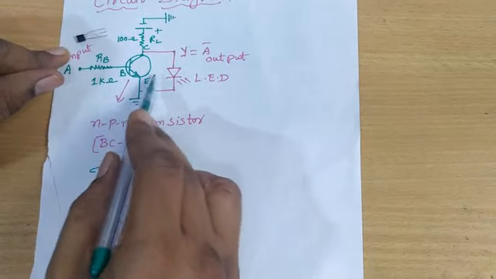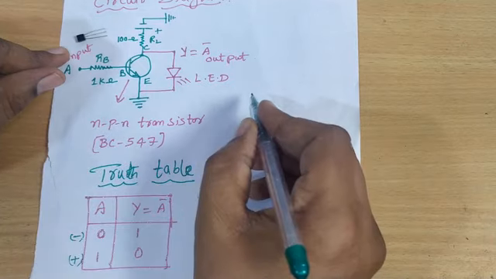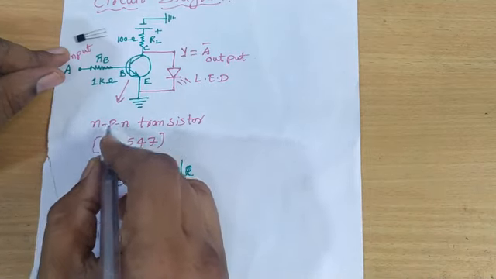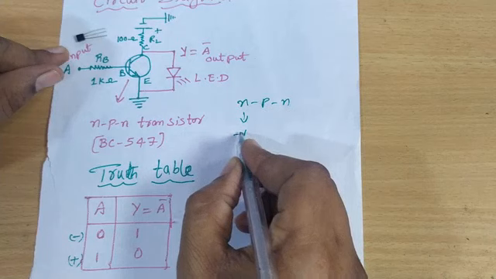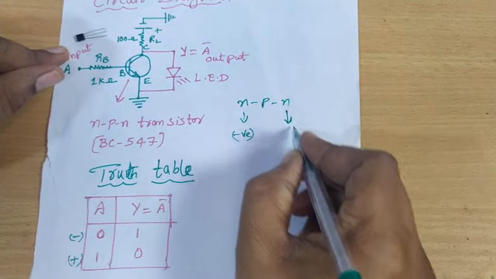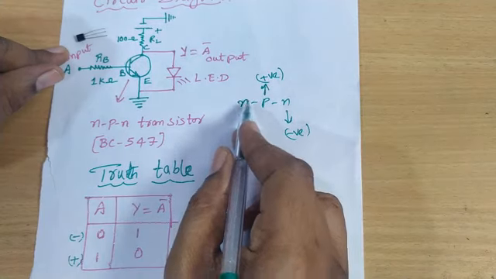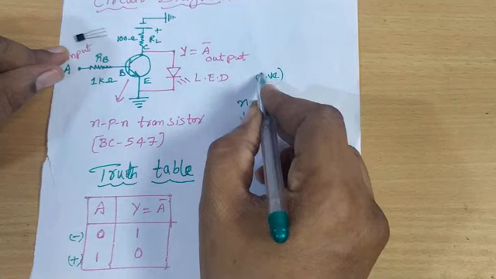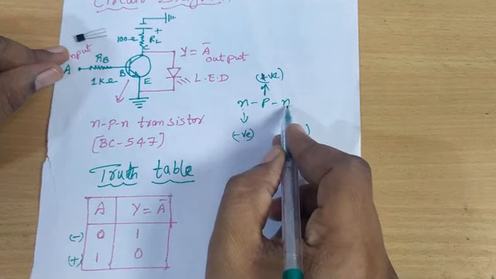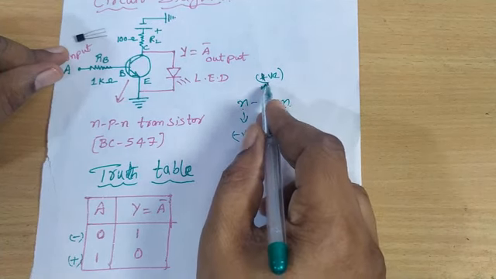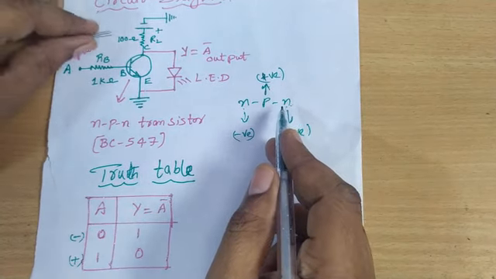Here we use a transistor. Which transistor? Not a PNP transistor, but an NPN transistor. N means negative and P means positive. Here both ends are negative. In negative material, electrons dominate; in positive material, holes dominate. Holes mean positive. This transistor consists of three legs.